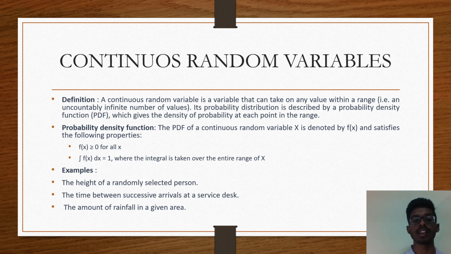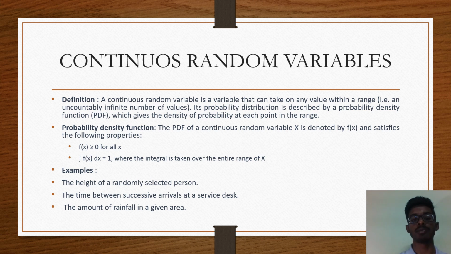A probability density function of a continuous random variable x is denoted by f of x and satisfies the following properties. That is, f of x is greater than or equal to 0 for all x. It means the uncertain event, which may be performed as a trial or error, may or may not be an impossible event. For all x, it means every event that occurred may or may not be an impossible event. And the integral of f of x dx is equal to 1. It means the integral is taken over the entire range of x. It means the sum of all probabilities of x is equal to 1.